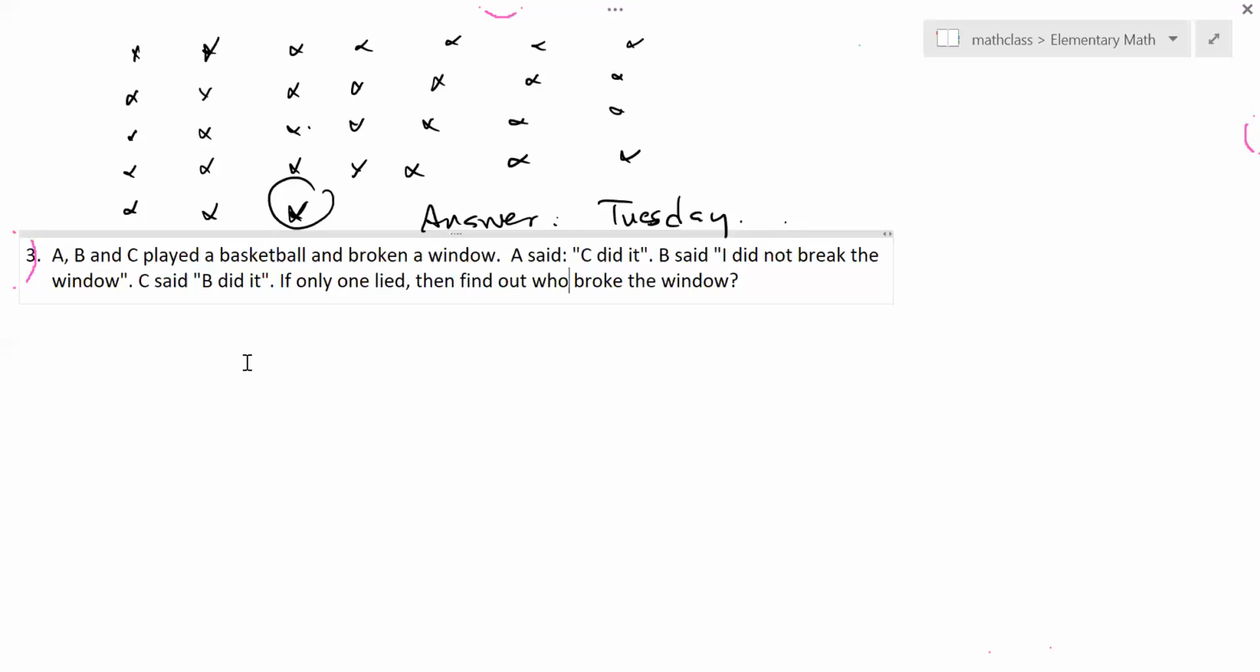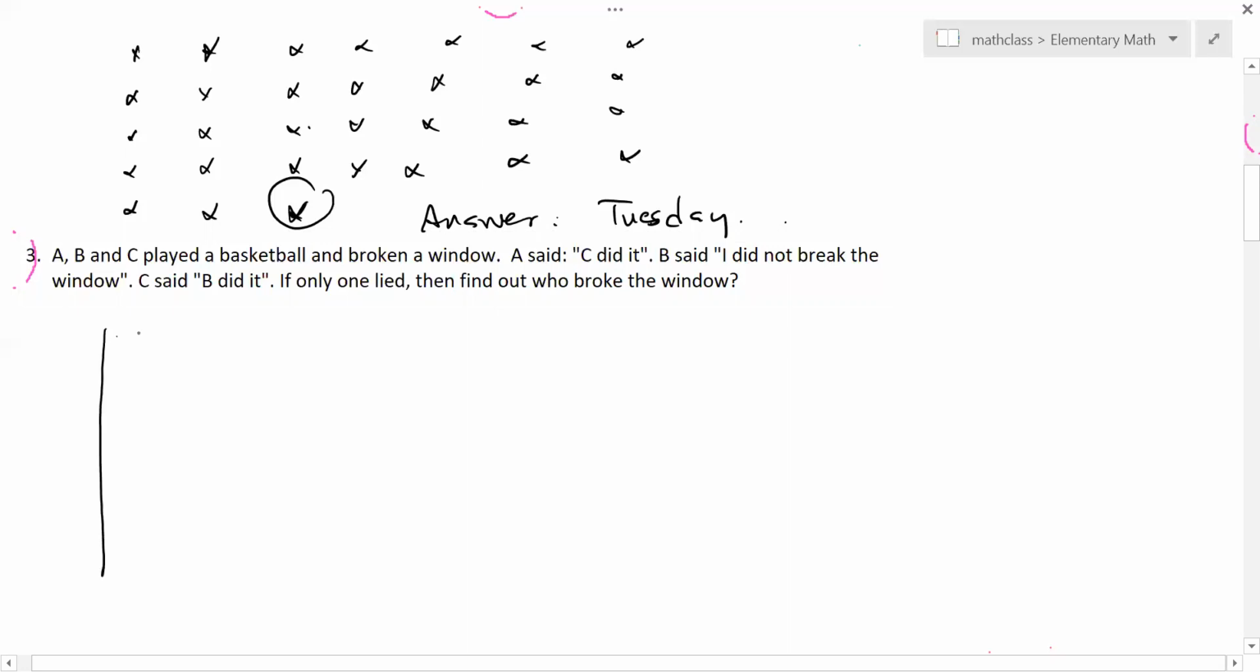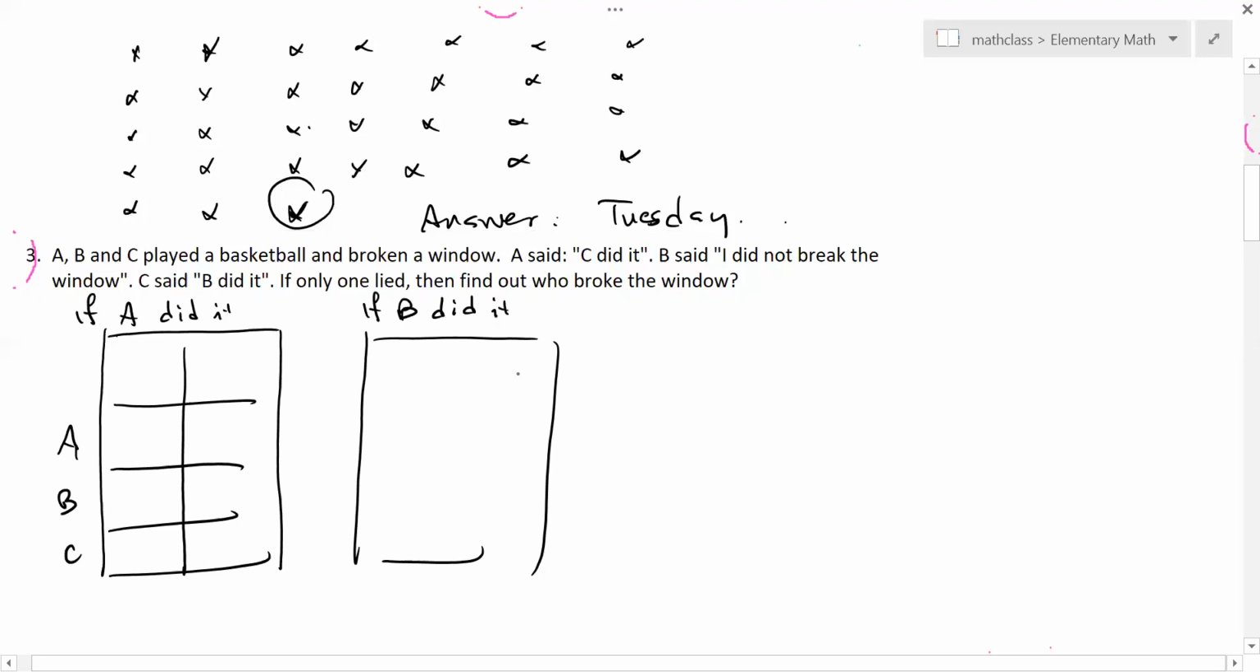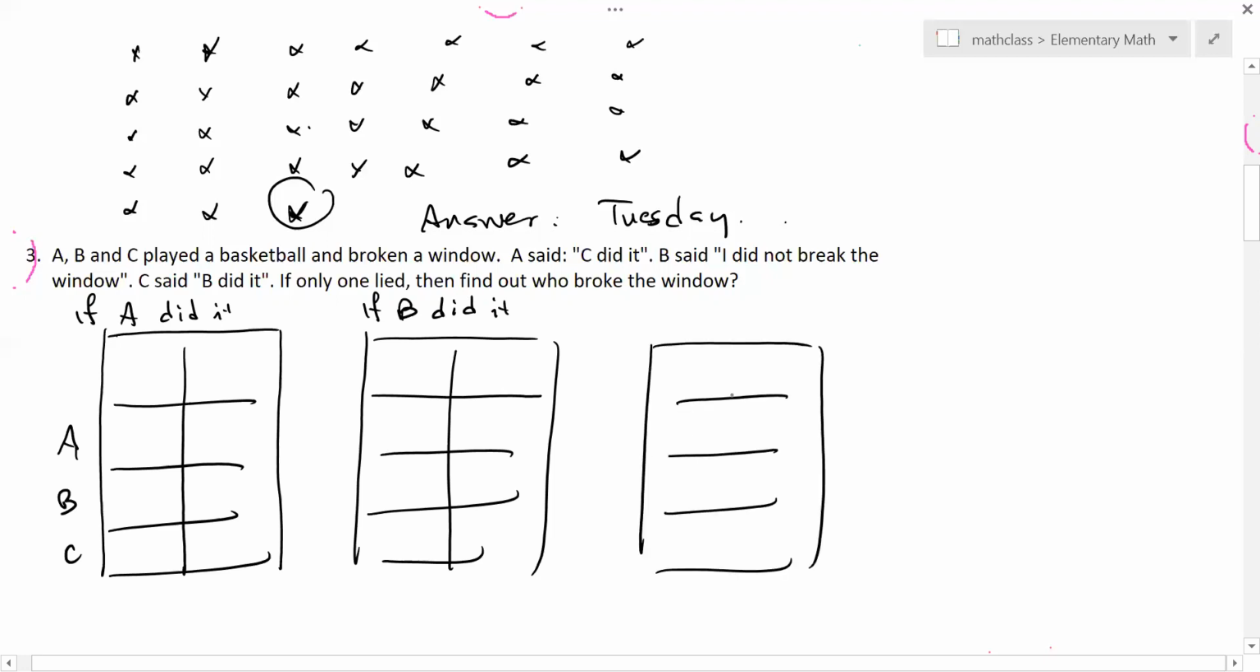So what I'm going to show you the way to do is we assume, okay, here's a point. I'm going to draw a 3-chart, and for each of them, I give A, B, C. And I assume that A did it. And then for the second one, we are under the assumption that B did it. And I draw the chart. This is a very efficient way to solve the problem. Otherwise, when the problem is getting more complicated, okay? And if C did it, and this is true or false. They're going to tell the truth or a lie.